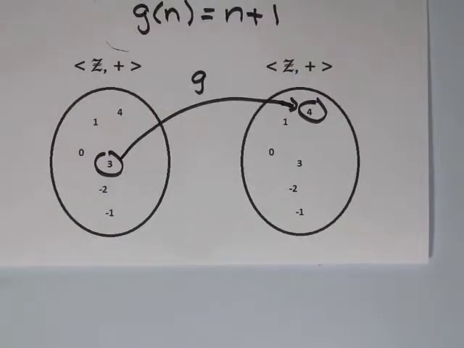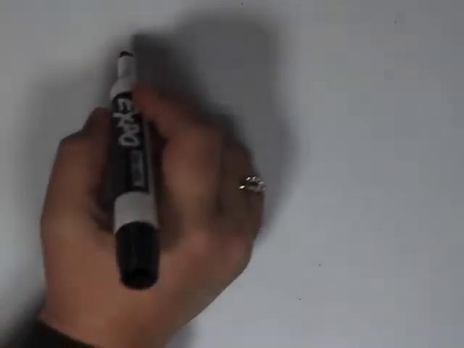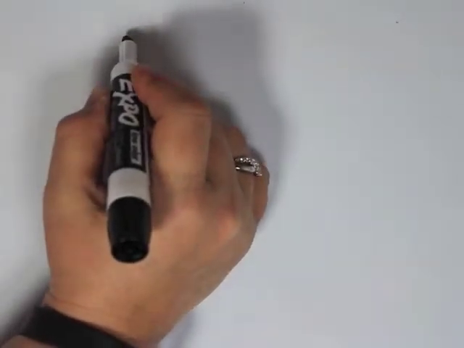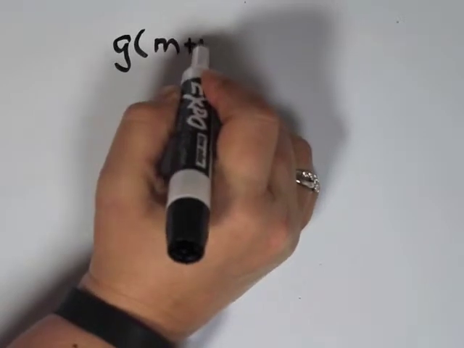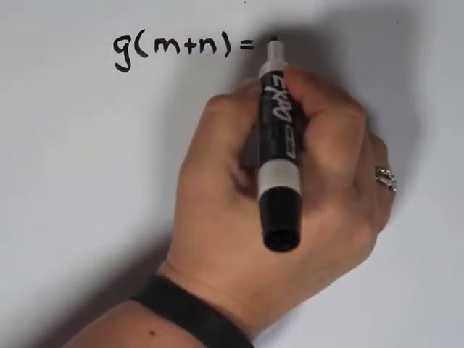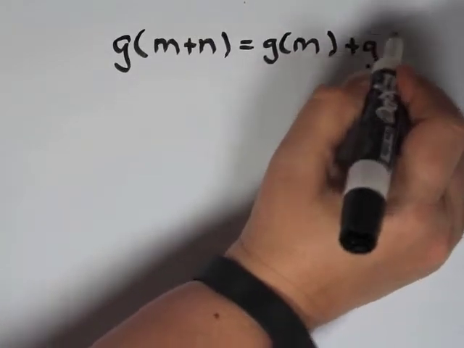This fails the homomorphism property. What do I mean? Well, it's not operation preserving. Even though it looks like a dang good mapping, it's not operation preserving. What do I mean by that? Well, in order for a function to be operation preserving, I would need G of, let's say, some m plus n to equal G of m plus G of n.